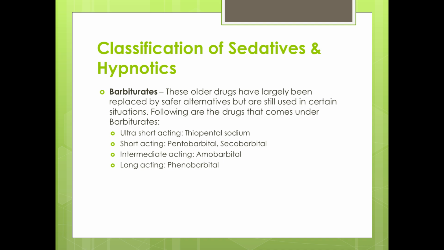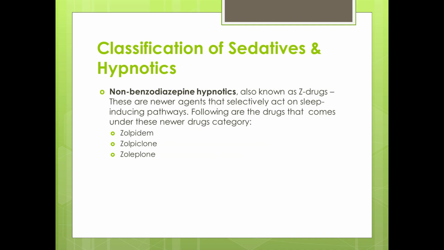2. Barbiturates. These older drugs have largely been replaced by safer alternatives, but are still used in certain situations. Following are the drugs that come under barbiturates. 1. Ultra-short-acting: thiopental sodium. 2. Short-acting: pentobarbital, secobarbital. 3. Intermediate-acting: amobarbital. 4. Long-acting: phenobarbital.